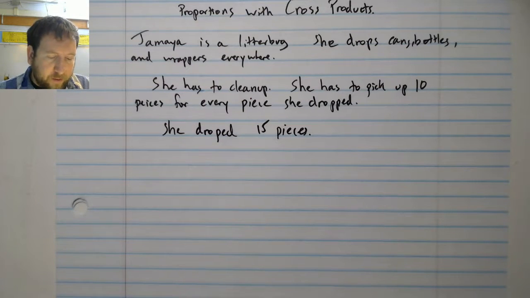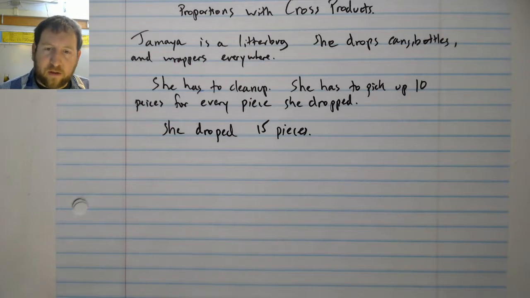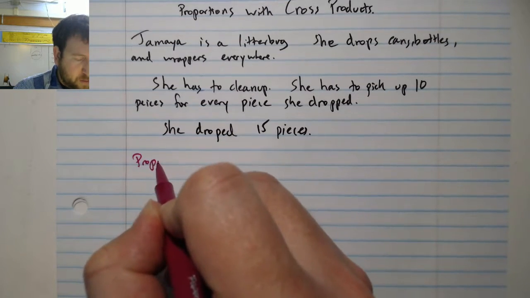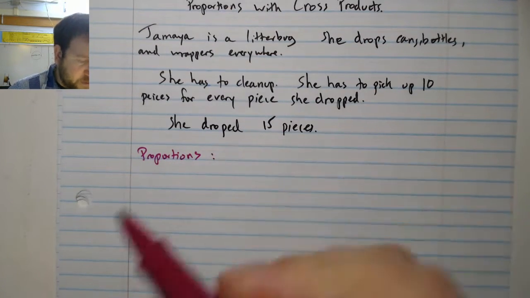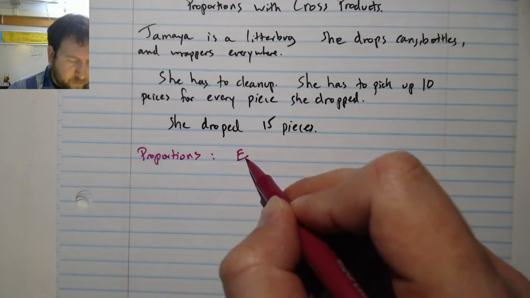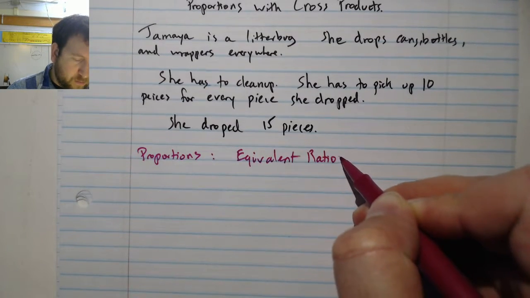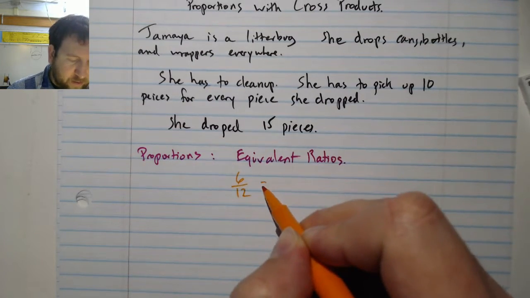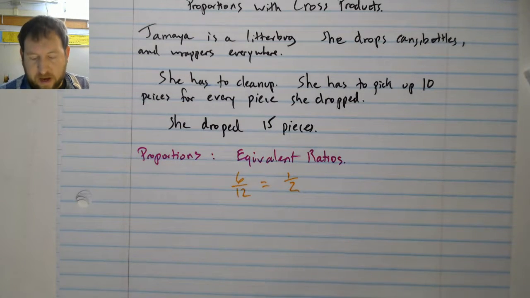So we're going to solve this using cross products once we define what they are. So recall that we were talking about proportions, and they are formed with equivalent ratios. So we would have 6/12 equal to 1/2. And I can use tricks to manipulate them.